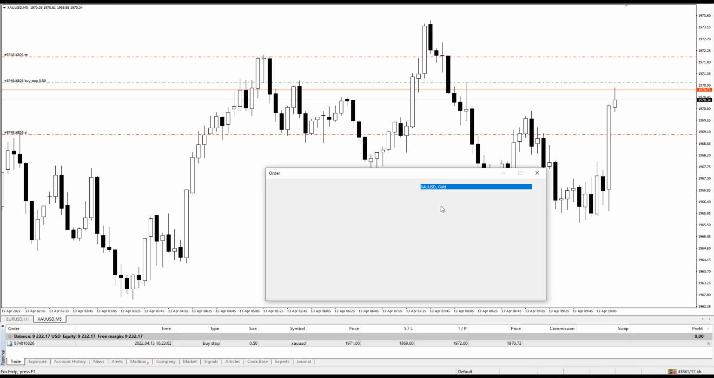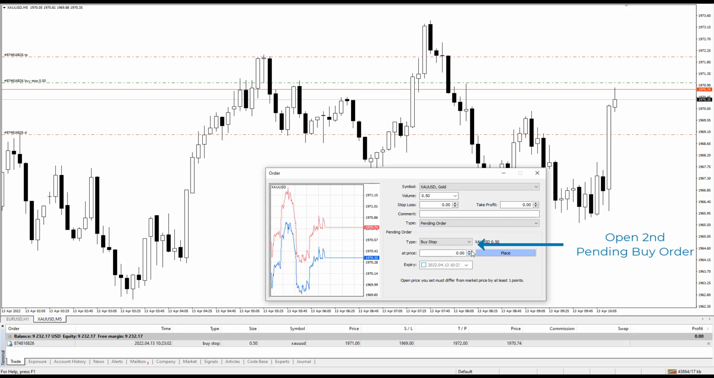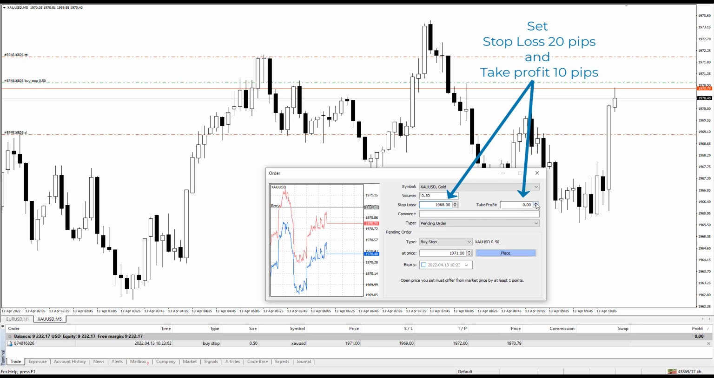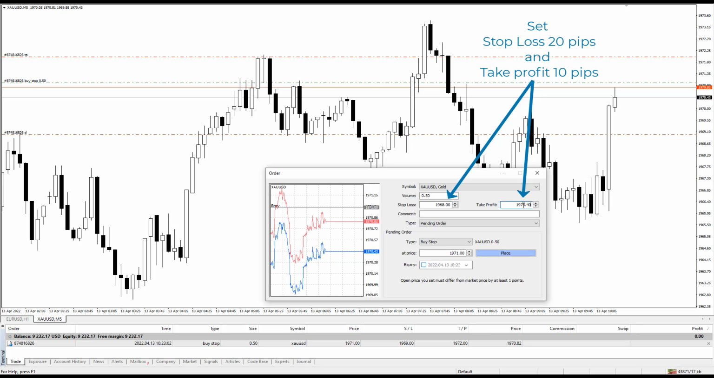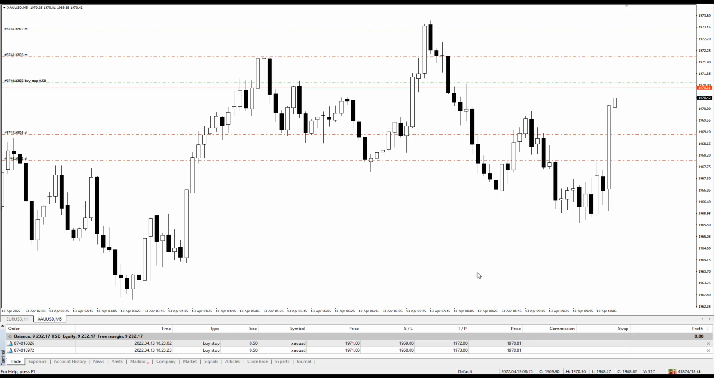Then I will open a second pending buy order. It will be also buy stop with 0.5 lot. The price will be the same as the first one. Then stop loss will be 20 pips, and then take profit will be 20 pips, 10 pips higher than the first one. Okay, great. Now you can see two orders open.